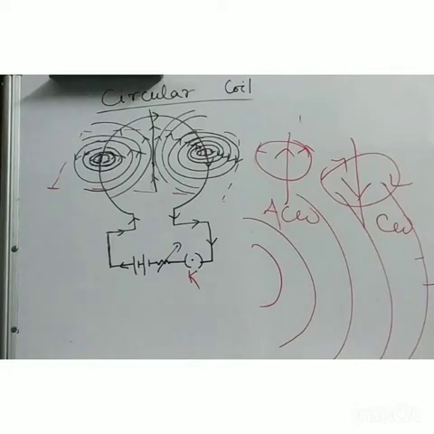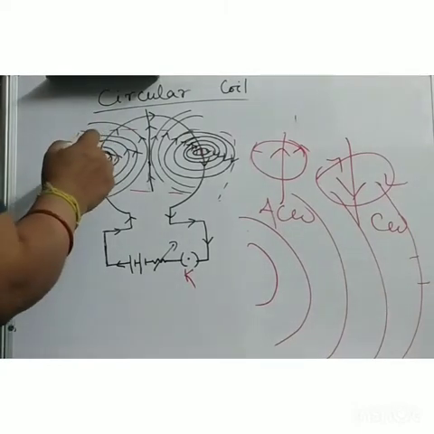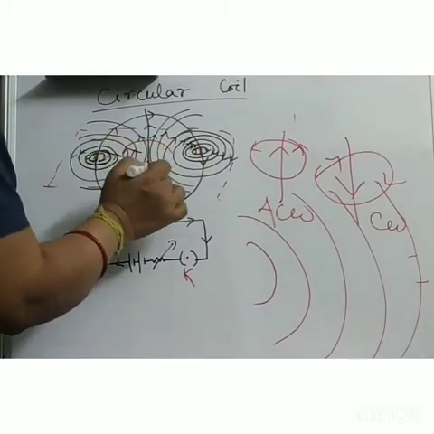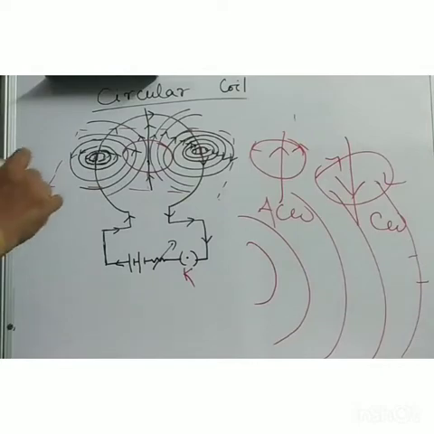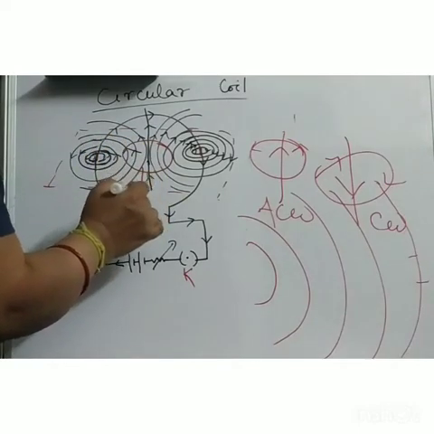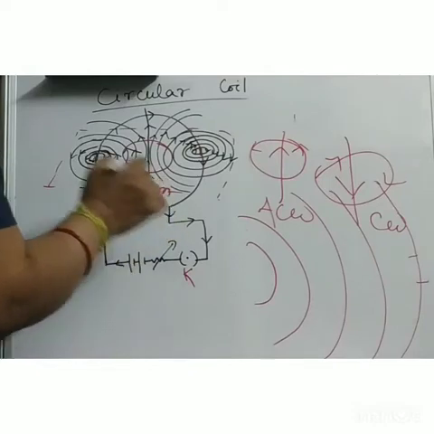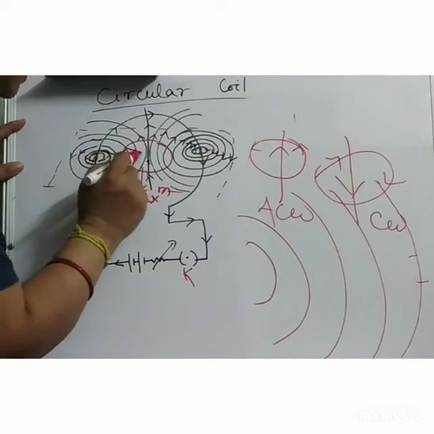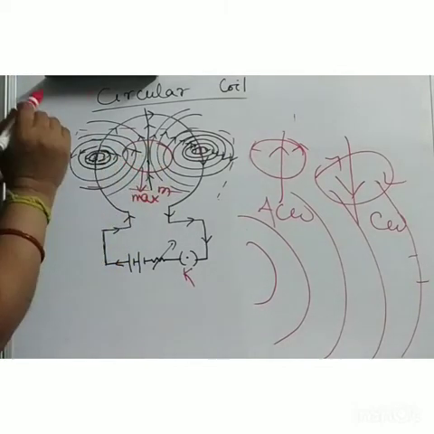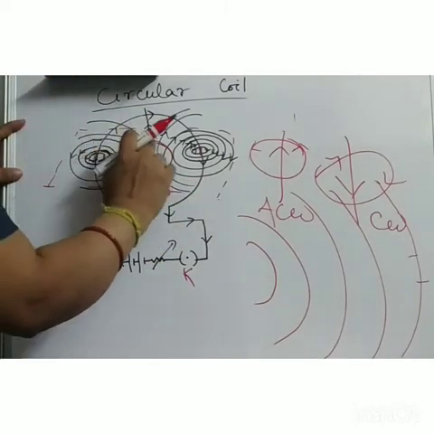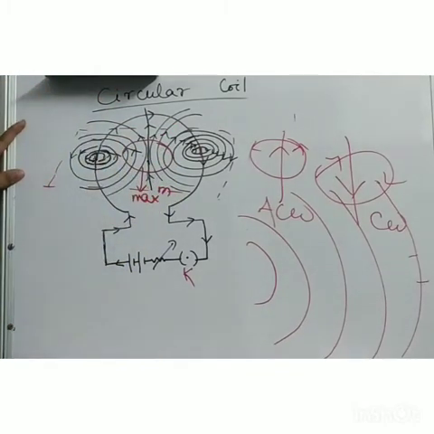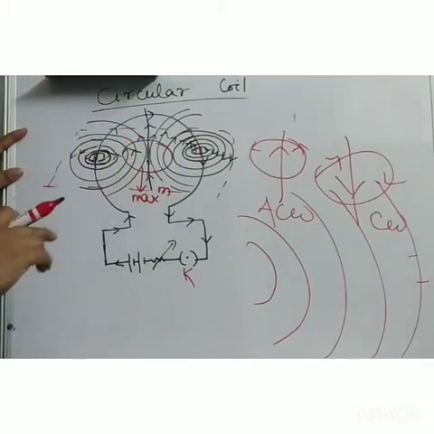Is this point clear? What is your fourth point? As you move towards the center of the coil, you can see more crowded magnetic field lines. That means here the magnetic field is maximum. We have studied that more crowded field lines means your magnetic field is maximum. Till now it is clear.